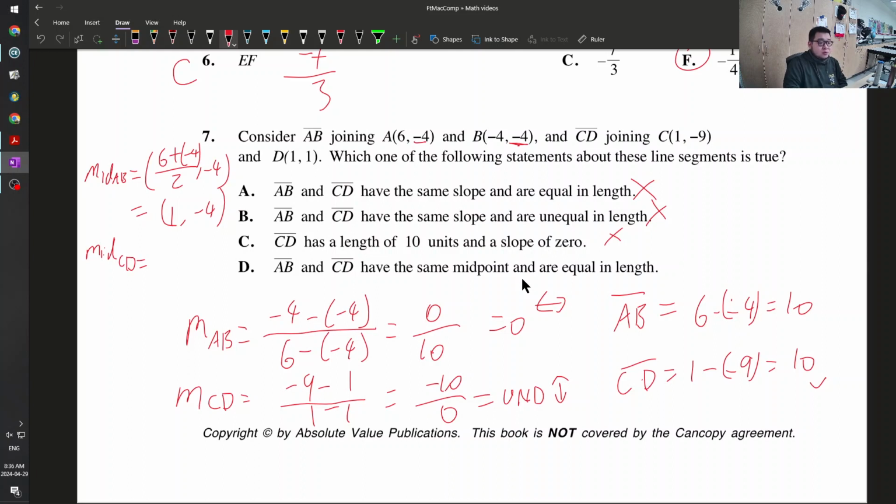It is equal to, well, the x values are the same, so this is just 1, and add them together. 1 plus -9 divided by 2. 1 plus -9 is -8. -8 divided by 2 is -4. So we do see that they do have the same midpoint. So the answer for 7 is D.